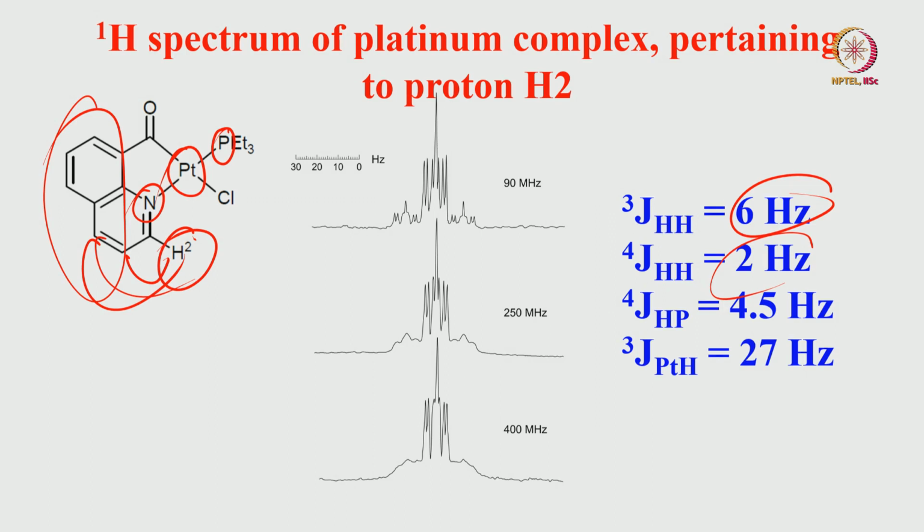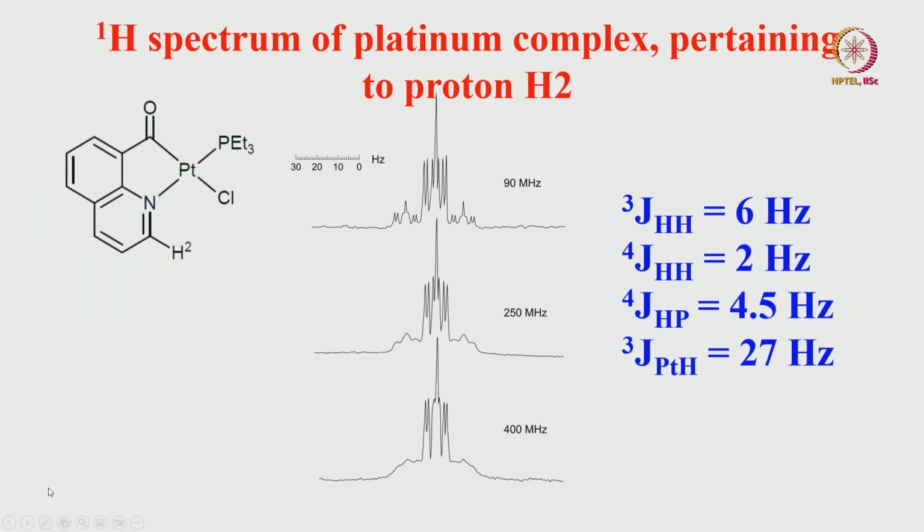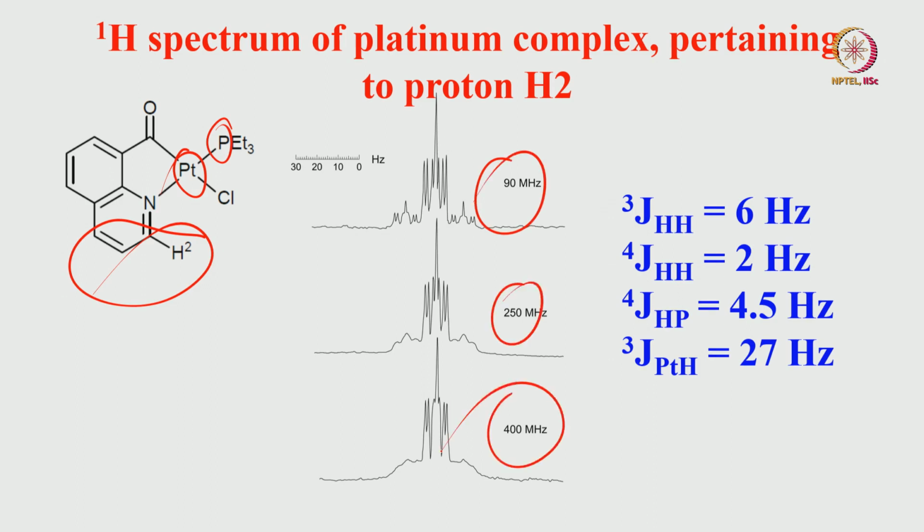Phosphorus is there. This is separated by 1, 2, 3, 4 bonds. It can couple to phosphorus, and that is very large, the 4 bond phosphorus coupling. It can also couple to platinum 1, 2, 3 bonds away, and that is quite large. So this one proton can simultaneously experience coupling with an abundant spin and also a dilute spin. The abundant spin is phosphorus and the dilute spin is platinum, and in addition it has coupling with 2 other protons. So it is a very complex pattern, and interestingly this proton spectrum has been recorded at 3 different resonating frequencies.